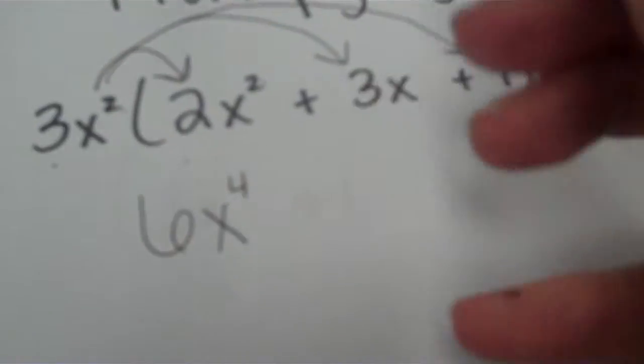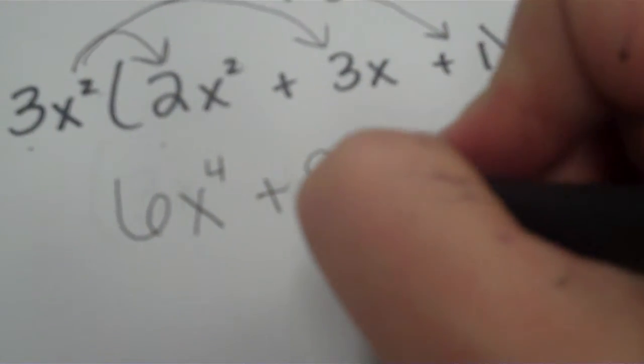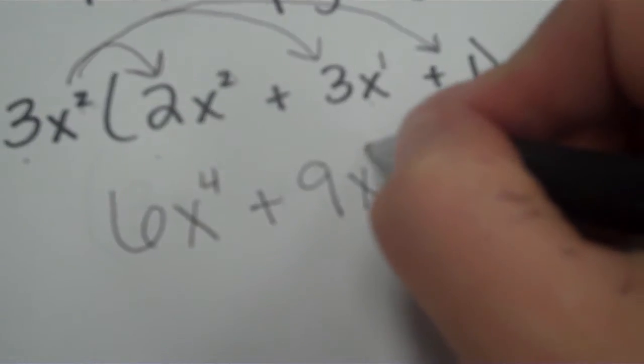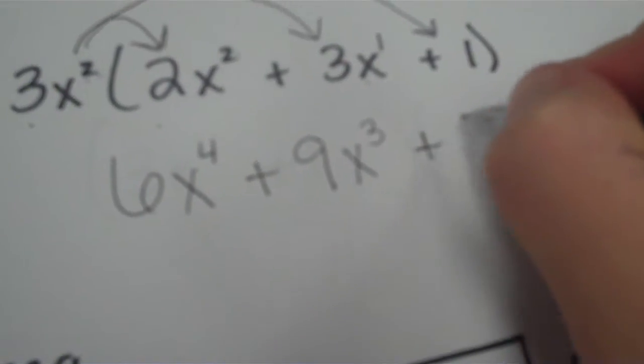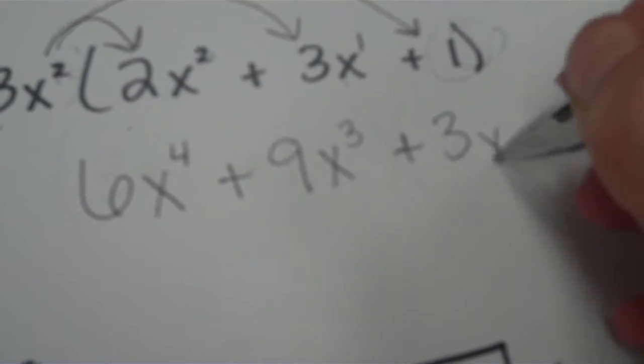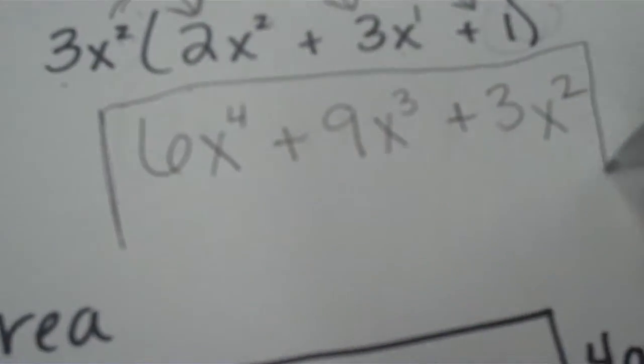3 times 3 is positive 9, and then 2 plus, there's no exponent here, so it's 1. So 2 plus 1 is 3. And then 3 times 1 is a positive 3. And this is what a lot of kids forgot. 2 plus nothing is still 2. And that's your answer. Okay?